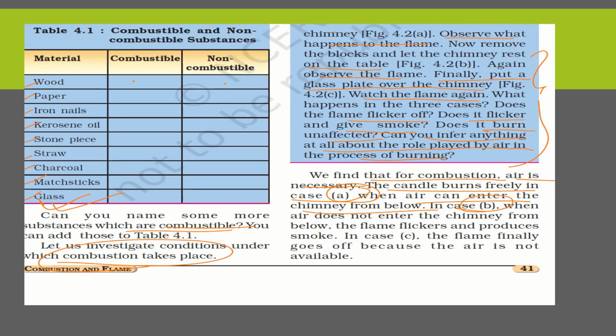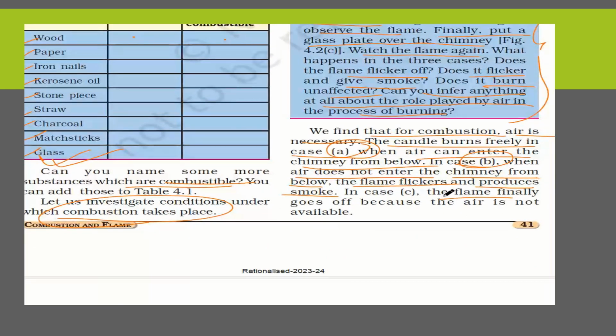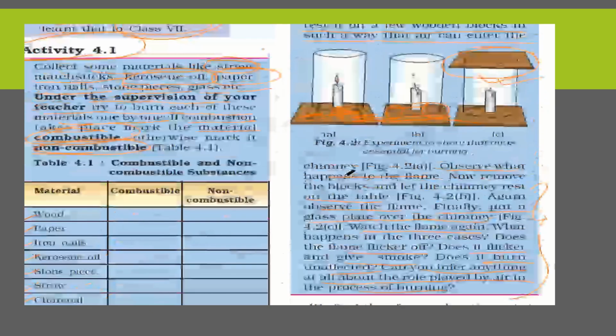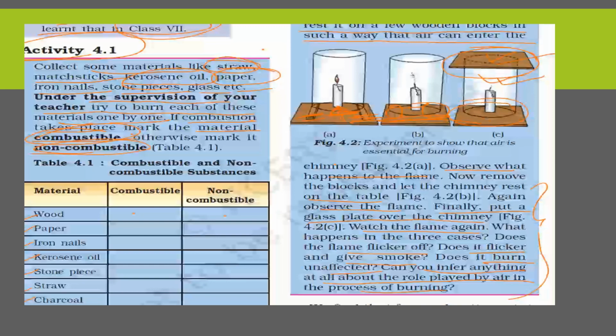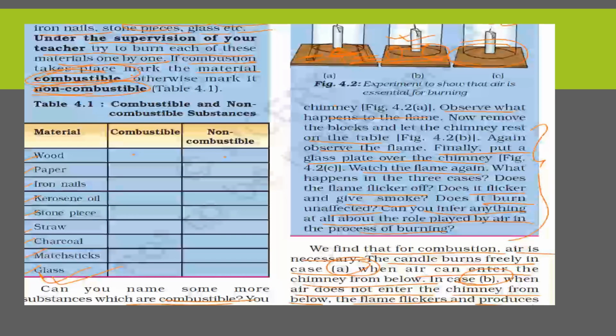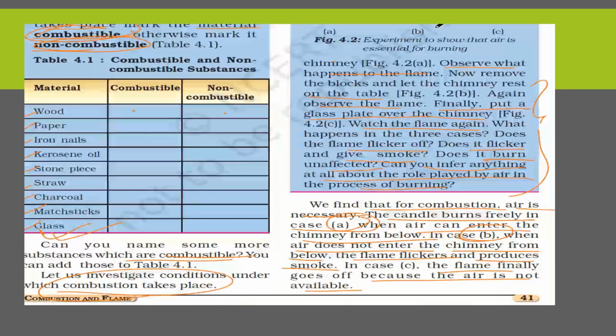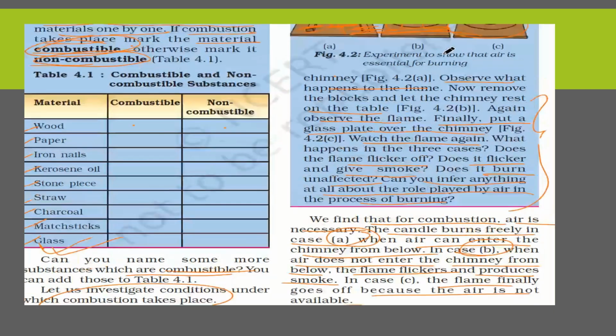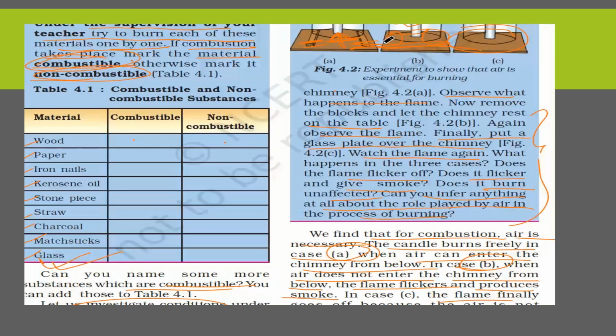In B, what is happening when the air does not enter the chimney from below? The flame is flickering and it is producing smoke. And in case of C, the flame finally goes off because air is not at all available, because we have covered the top also and the base also doesn't have any entry of air. So here, as some oxygen was there inside, it was flickering and producing smoke. In the case of C, the air is not available and the flame goes off. So these are the conclusions from these two experiments. Now let us move on to what is ignition temperature.